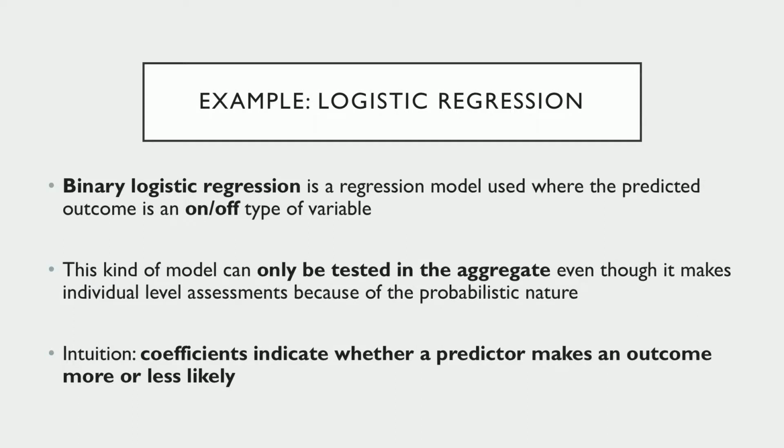The intuition for binary logistic regression is that the coefficients you get from your analysis can help indicate whether a predictor makes an outcome more or less likely. So for each input that you put in, and you want to see how it affects the output, if it has a positive or a negative coefficient, that tells you: does it make my outcome more or less likely?